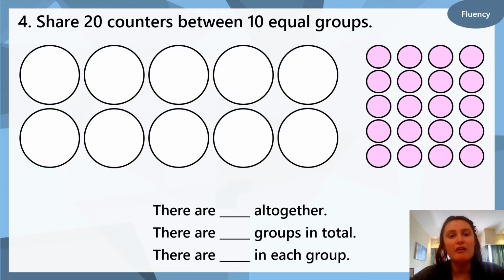Question 4. Share 20 counters between 10 equal groups. So if you have 10 circles and 20 counters, how many counters will go in each circle? Remember, 10 equal groups, we have to put one counter in group number 1, then group number 2, then group number 3, then group number 4, all the way to group number 10. And then if we have counters left, we start again. When you're finished, answer the questions at the bottom. There are blank altogether. There are blank groups in total. There are blank in each group. Pause the video now while you answer the questions.